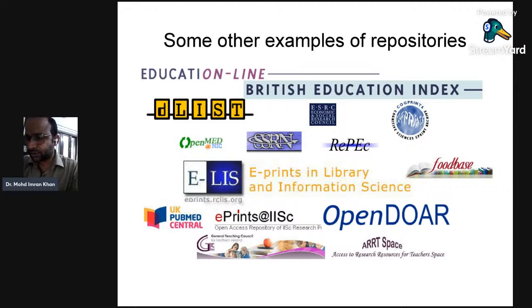These are some other repositories: British Education Index, SSRN. Most of you might have heard of and might be using SSRN for your literature review. DLIST, OpenMed, E-LIS, ePrints, OpenDOAR, ArXiv, UK PubMed Central. These are all which I have already mentioned some of earlier.